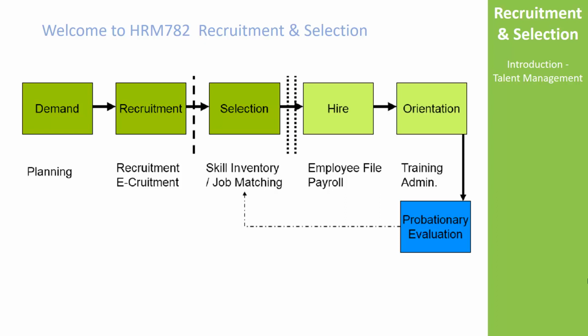But if you look at the diagram, the very first box is demand. Demand. Do you really need somebody to work for you? Well, obviously, every organization needs people. But who do you need? How many do you need? What are their characteristics? What's their education? What's their experience? How do you know that you need somebody?